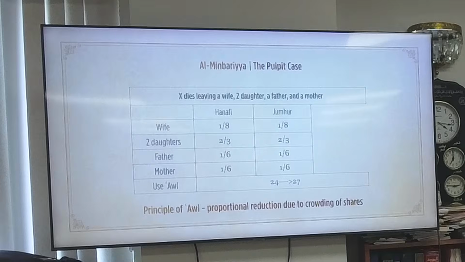The Jumhur, all scholars agree on this, and we use awl. So 1/8 is like 3/24. And 2/3 is like 16/24. And we have 4/24 and 4/24. 1/6 is 4/24. Now if you add 3 plus 16, that's 19, plus 4, 23, plus 4, that's 27. So you change the denominator from 24 to 27. And you distribute it in this way. So everybody gets a reduction, but they keep the number of shares. But it's not 3 out of 24, it's now 3 out of 27. So it's a proportional reduction due to the crowding of shares.